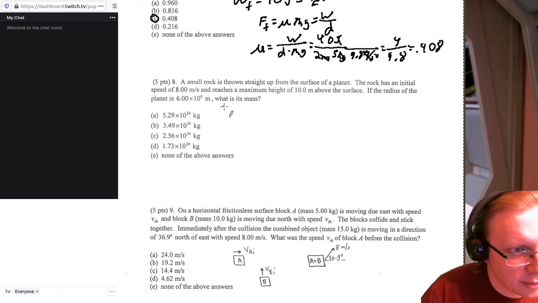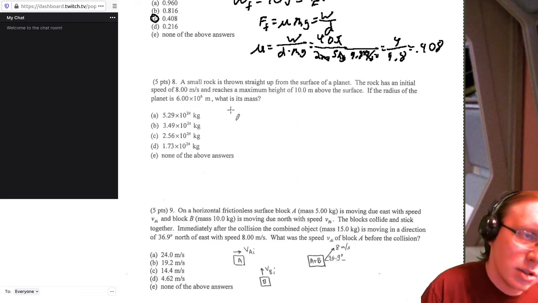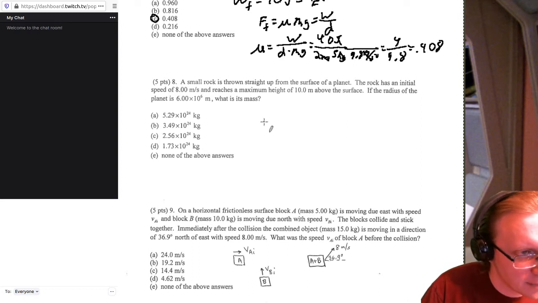A small rock is thrown straight up from the surface of the planet. The rock has an initial speed of 8 meters per second and reaches a maximum height of 10 meters above the surface. If the radius of the planet is this much, what is its mass? Alright, this is a two-step question. First question is, what is the acceleration due to gravity on the surface of this planet?